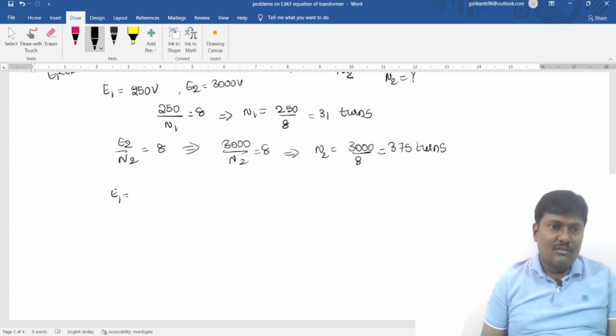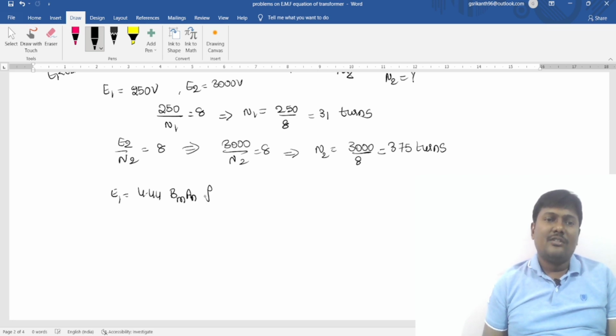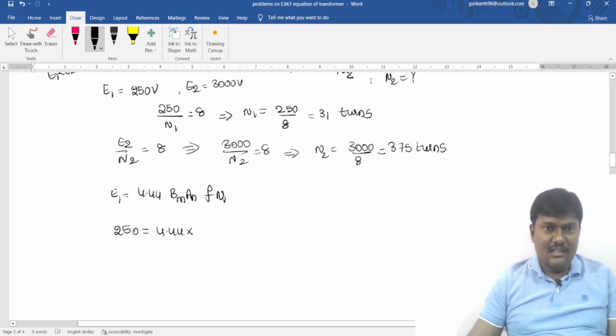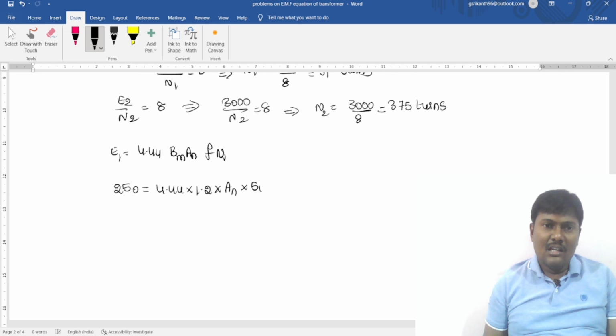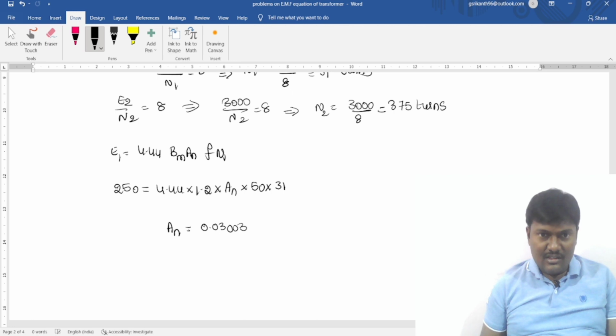So E1 is equal to 4.44 into B max into A into F into N1. The primary induced EMF is 250. That should be equal to 4.44 into the maximum value of flux density, which is 1.2. I want to calculate the net cross sectional area of the core. Frequency is 50 and N1 number of turns is 31. So finally I got it as 0.03003 meter square. So this is our answer.